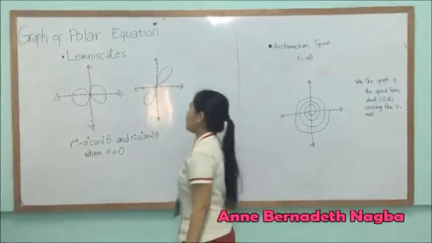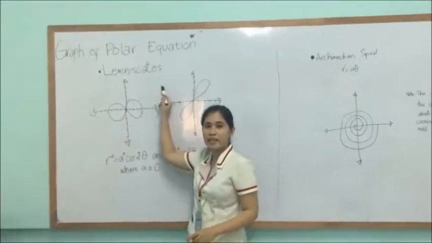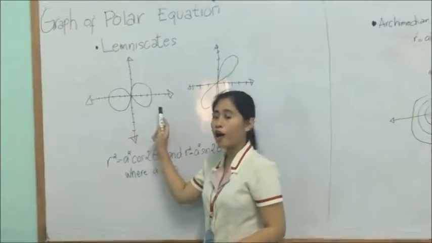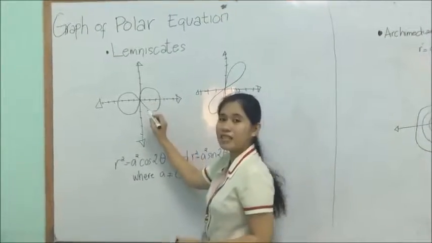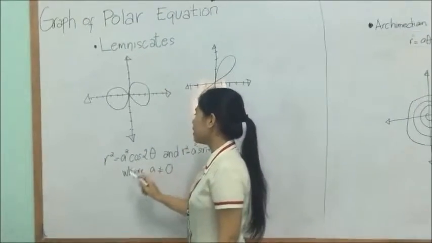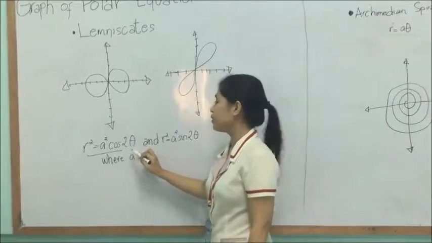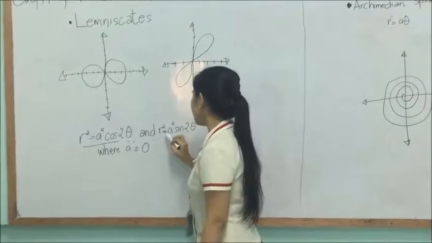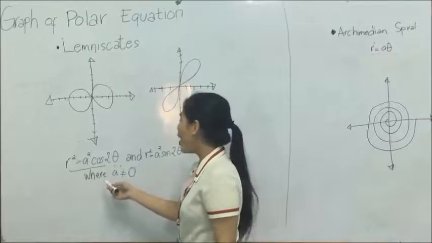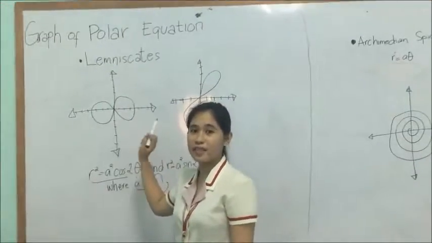Today we will tackle another type of graph of a polar equation. We have the lemniscate, which has the shape of a figure 8 or an infinity symbol, just like this. The general equations of the lemniscate are r squared is equal to a squared cosine 2 theta, and r squared is equal to a squared sine 2 theta, where a is not equal to 0. So that is the lemniscate.